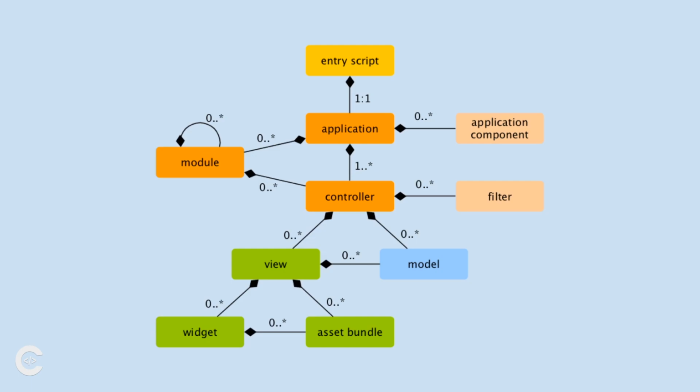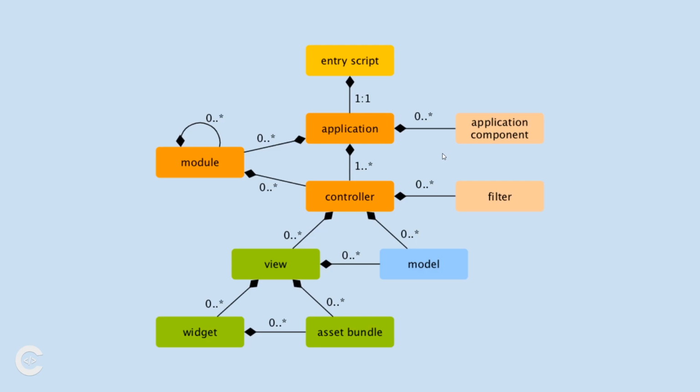The entry script is the main file which handles all incoming requests, and it creates the application instance. The application has components, modules, and controllers. The application components are basically singleton classes which do some specific things, like the DB component. The DB component is responsible for connecting to the database and making requests, like selects, inserts, updates, and so on. The application can have zero or more components.